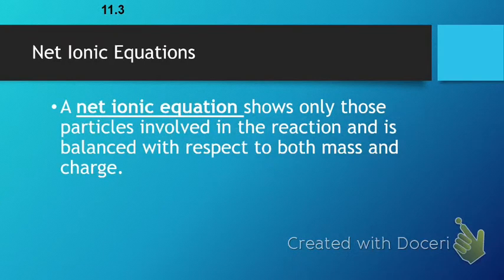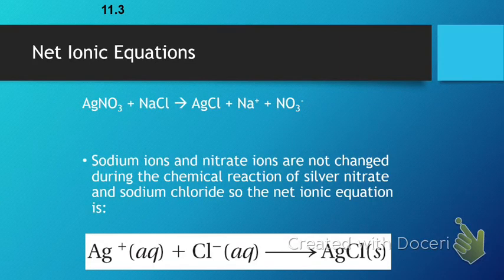Then we can talk about a net ionic equation, which shows only the particles involved in the reaction and is balanced with respect to both mass and charge. Our net ionic equation does not include our spectator ions. Here is our balanced chemical equation. Okay, our net ionic equation is on the bottom. It is balanced with respect to mass and charge.